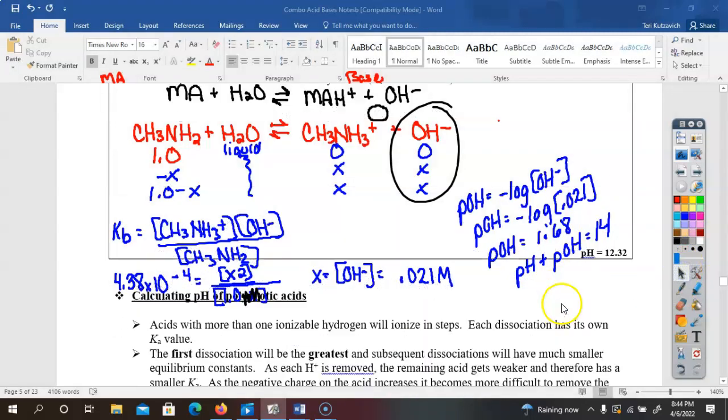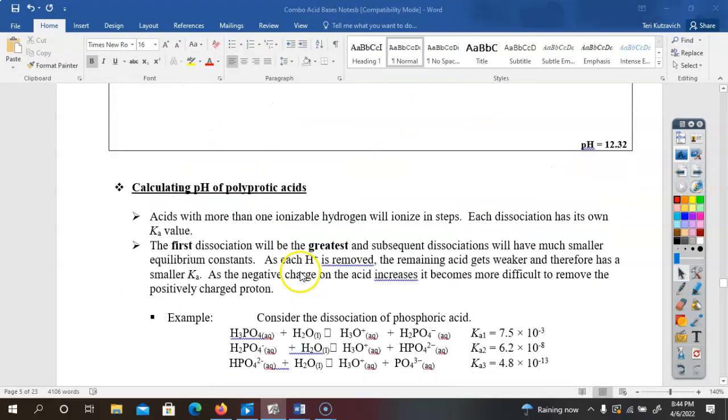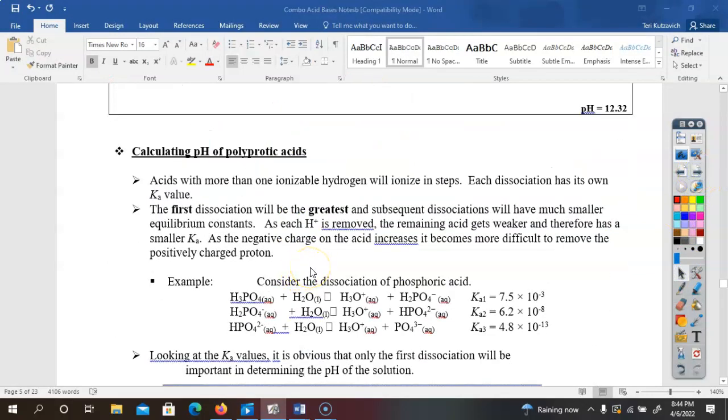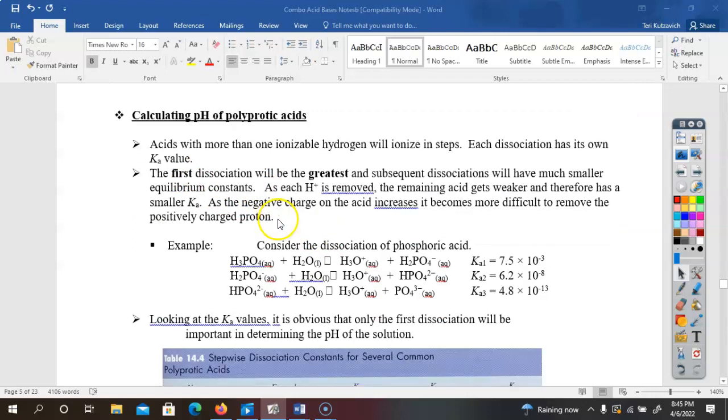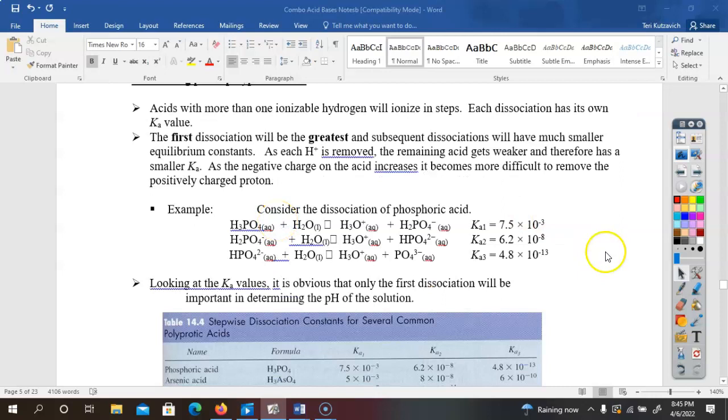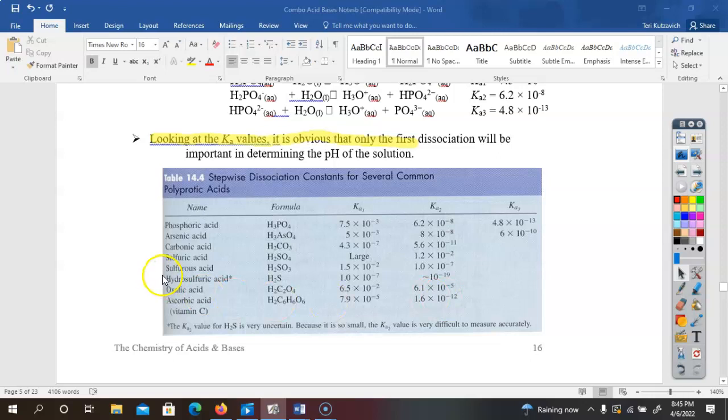Here's a little bit of reading for polyprotic acids. Acids with more than one hydrogen will ionize in steps. Each dissociation has its own Ka value. Biggest thing to take out of that is that the first dissociation will be the greatest. So the first proton that comes off will have the greatest concentration. As each H is removed, the remaining acid gets weaker and weaker, and therefore has a smaller Ka value. You can take a look at this and see how the Ka values decrease as the protons come off.